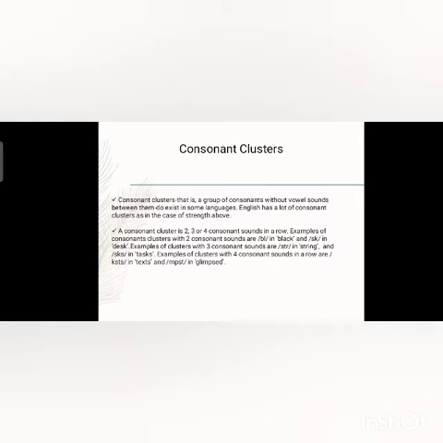Consonant clusters. A consonant cluster is a group of consonants without vowel sounds between them, and they do exist in some languages. English has a lot of consonant clusters, as in the case of string above. A consonant cluster is 2, 3, or 4 consonant sounds in a row.